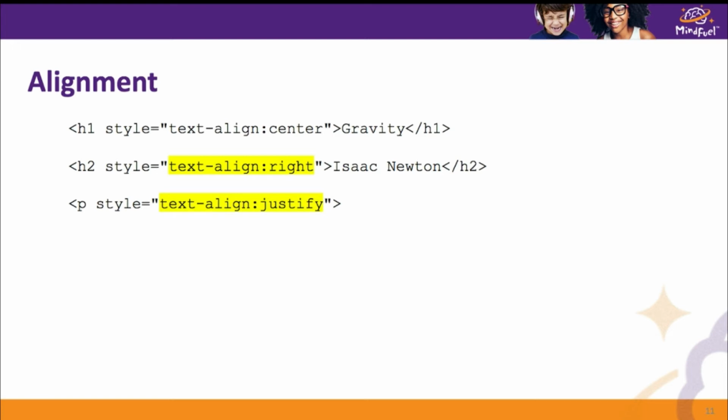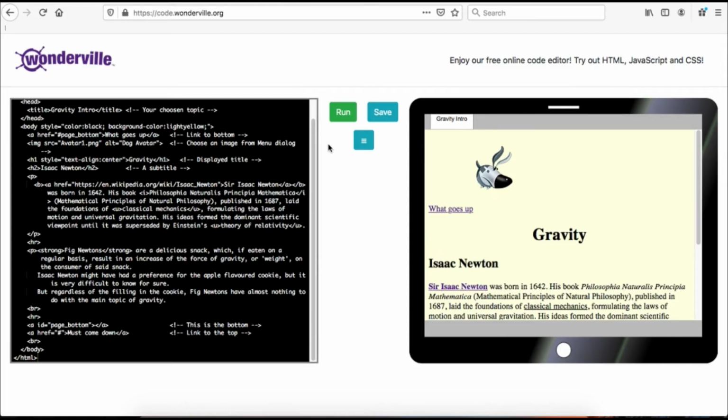This tells the browser to add extra space between words in order to get nice straight edges on both the left and right margins, which gives a professional look to the blocks of text. These are just a couple of ways to adjust the alignment on your page. So let's now go into our editor and add them in. So I'm just going to add that highlighted code from the slide into my heading 2 and my paragraph.